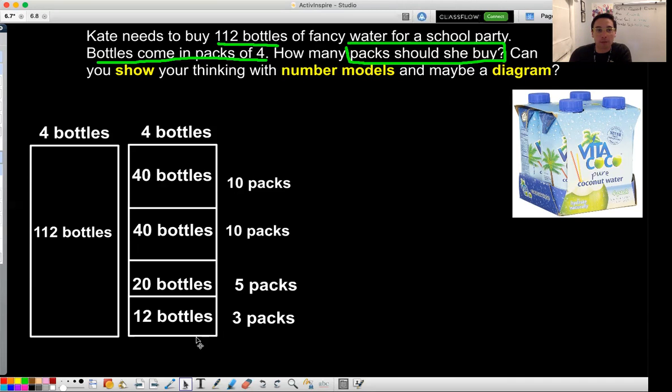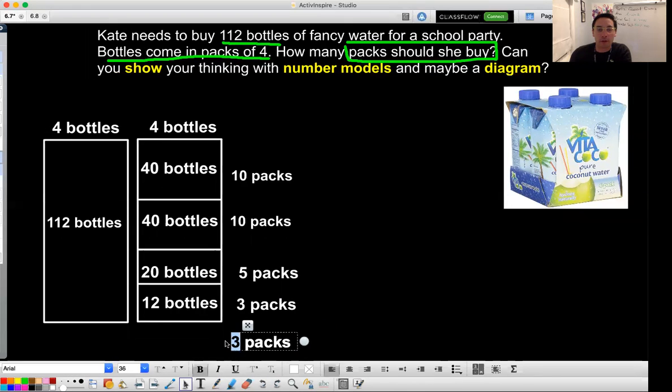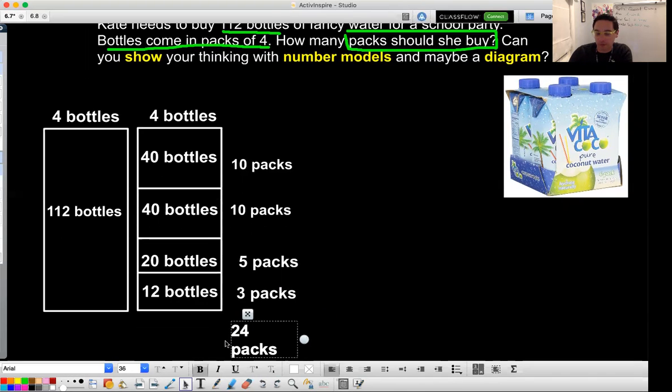All right, well, that worked pretty well. So now, how many packs do I need? I need 10 packs, 20 packs, 25, 26, 27, 28 packs. So I needed, or Kate needed, 28 packs of fancy water. That's one way to solve it.